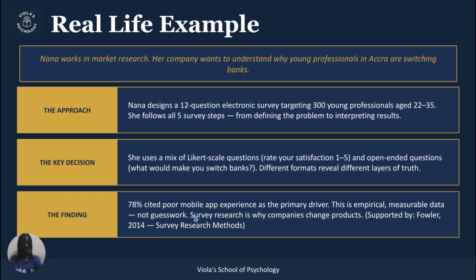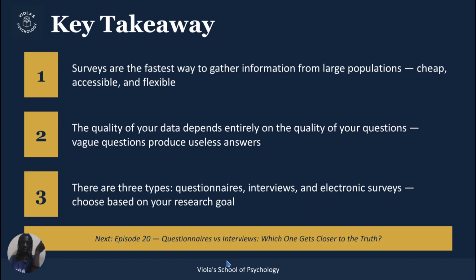Nana's company rebuilt their mobile app after this market research, and that decision was grounded in data, not opinion, neither assumptions. So what is our key takeaway from this class? Number one, surveys are the fastest way to gather information from large populations. It's also very cheap, accessible and flexible.